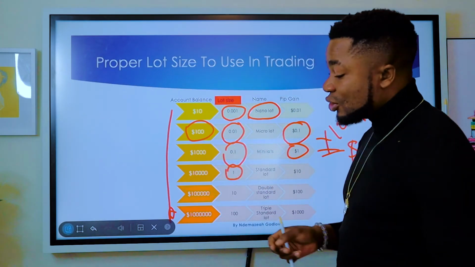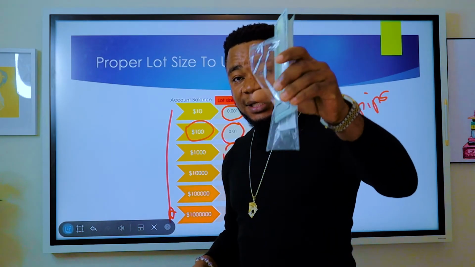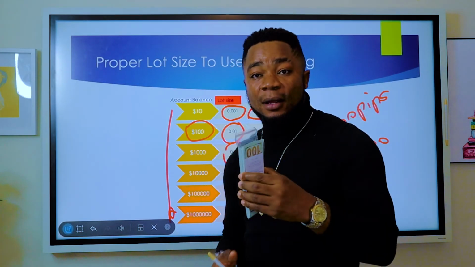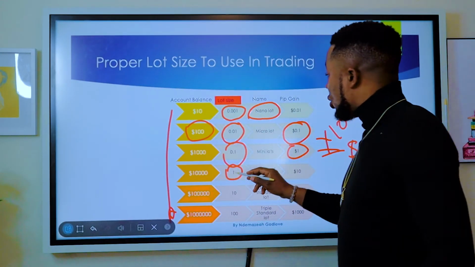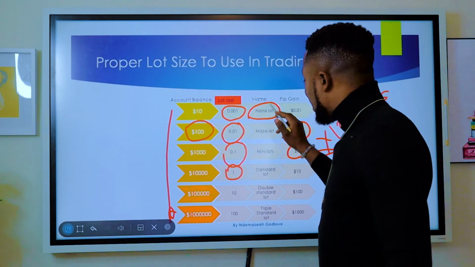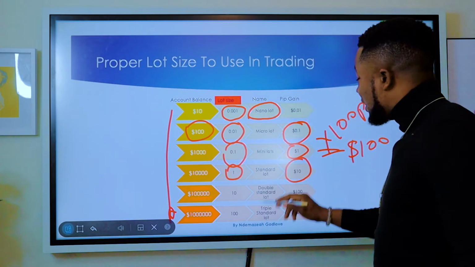I'm talking about a $10,000 account, like the one you have deposited. This is $10,000 directly from the bank. So if I was to trade with this $10,000, the standard lot size I'll be able to use would be 1, which is the standard lot. And if I make 1 pip profit, my 1 pip profit will be $10.